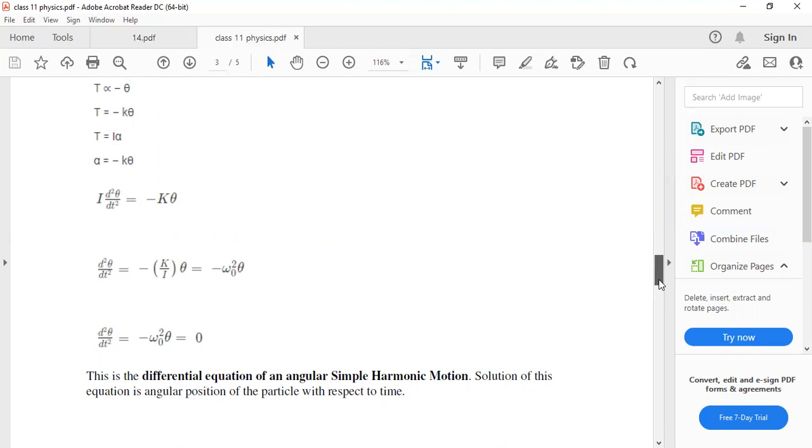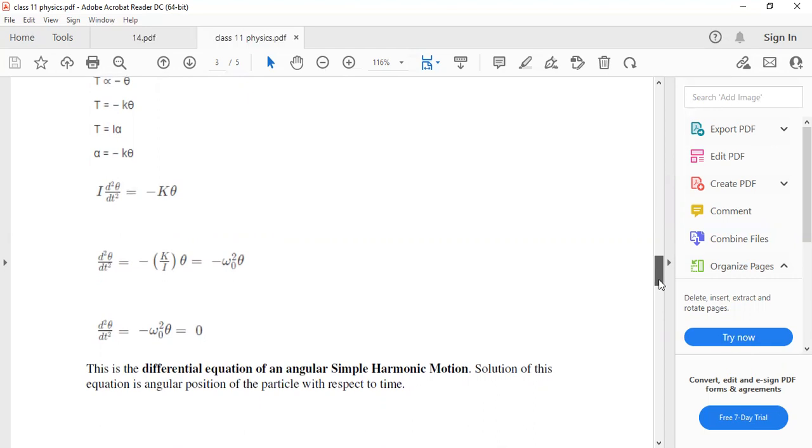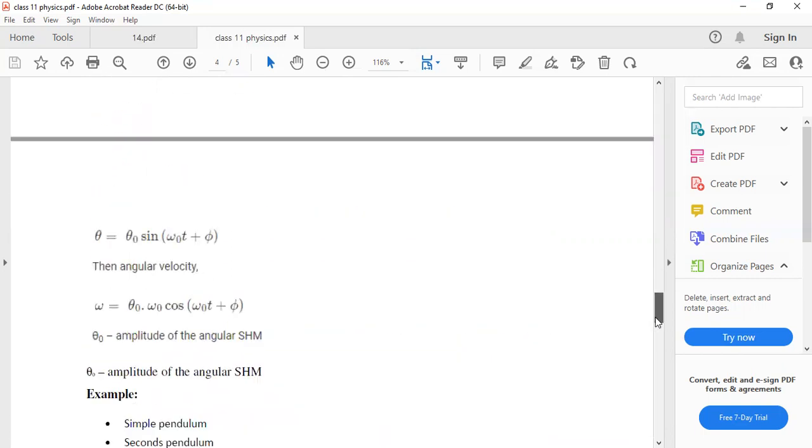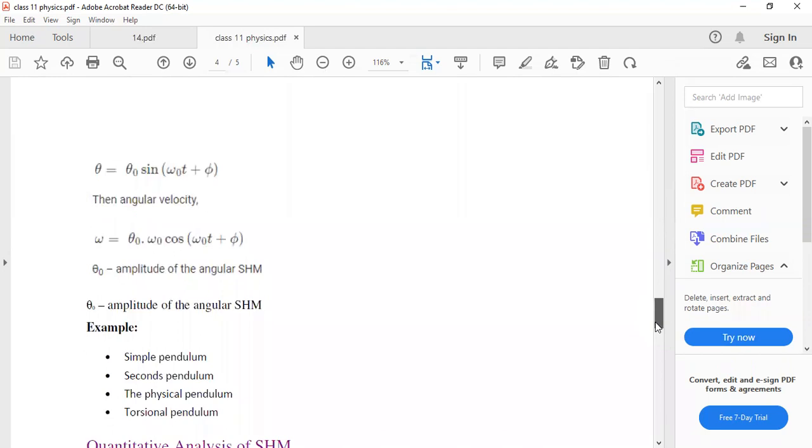Okay, so we have seen till now the equations for the linear displacement as well as the angular differential equations. Now, we all know that θ = θ₀ sin(ω₀t + φ). Here the angular frequency ω = θ₀ω₀ cos(ω₀t + φ).